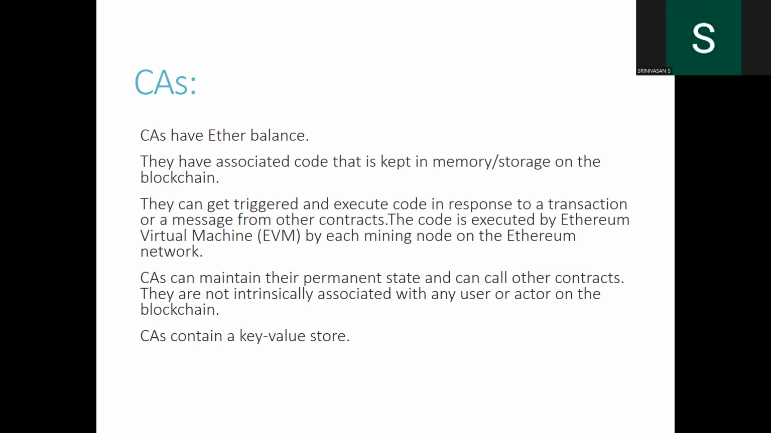The contract accounts have an Ether balance. They are associated with code, which differentiates the CAs from the EOAs. It is kept in the memory or storage on the blockchain. They can get triggered and execute code in response to a transaction or a message from other contracts. This code is executed by the Ethereum virtual machine on each mining node on the Ethereum network. CAs can maintain their permanent state and can call other contracts. They are not associated with any user or actor on the blockchain. CAs contain a key value store.